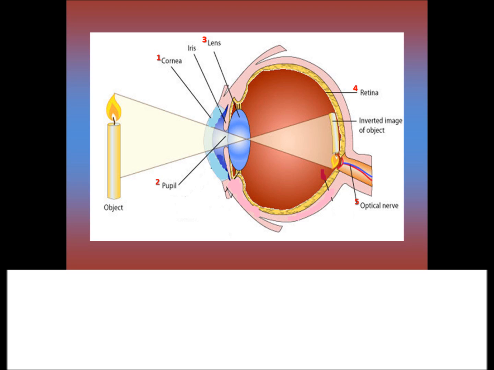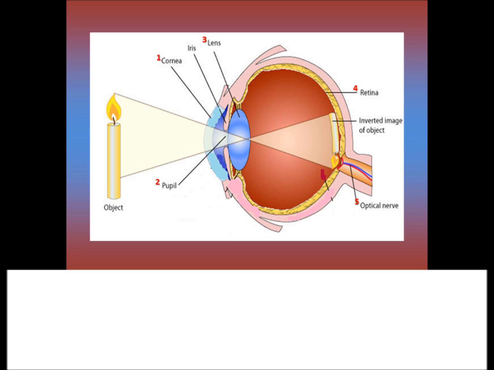So on a very dim day, if there's not a lot of light, the pupil is going to dilate to allow for maximum light to enter the eye. And on a very bright day, the pupil is going to constrict and become very small so that not a lot of light can enter the eye.